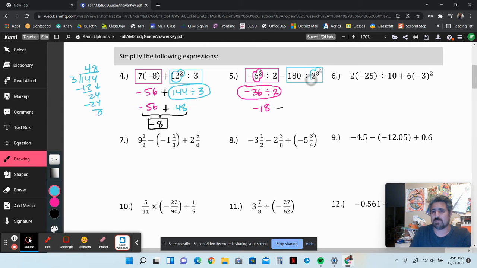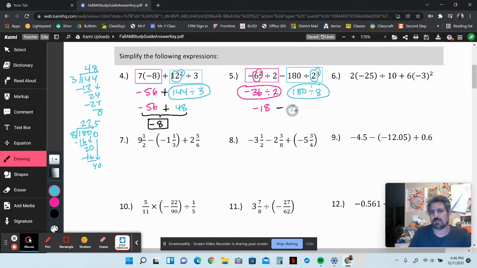Once again, we'll do the exponents before we do division. This is 180 divided by whatever 2 to the third is. That's 2 times 2 times 2, which is 8. So it's 180 divided by 8. When you're doing 180 divided by 8, just do that off to the side if you need to. 8 goes into 18 twice, which is 16 with 2 left over. 8 goes into 20 2 times, 16 with 4 left over. And 8 goes into 40 5 times. So it's going to be 22.5.